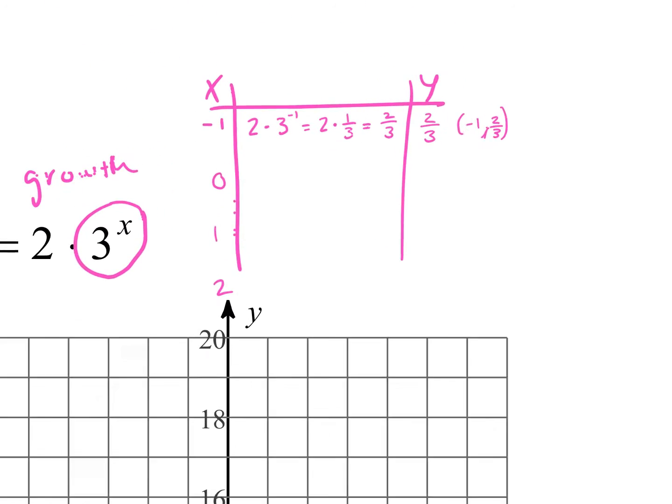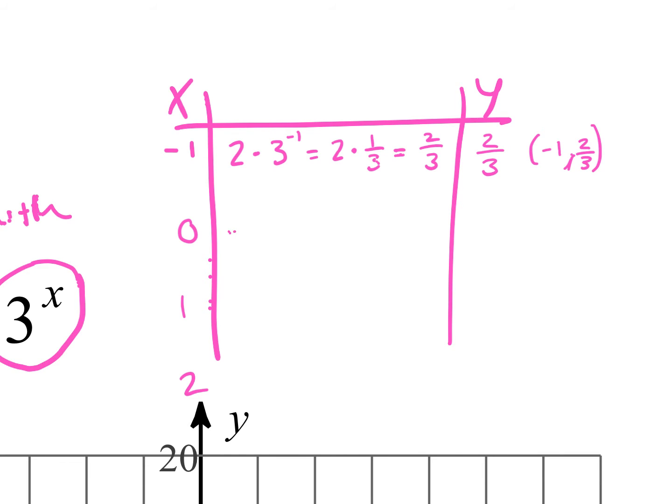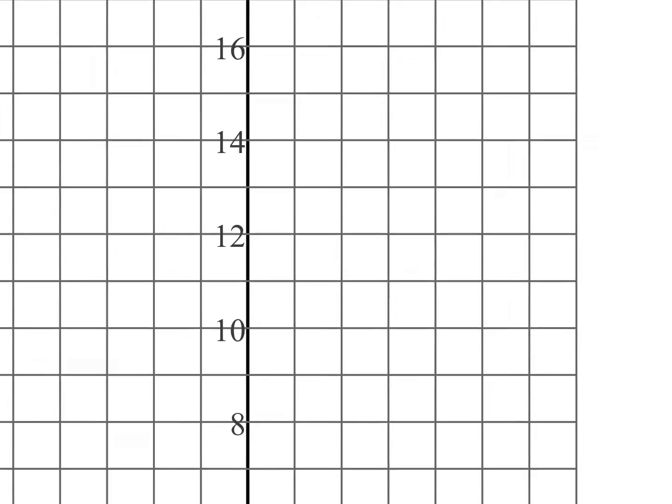Next we're going to plug in 0. So we have 2 times 3 to the power of 0. What's 3 to the power of 0? Not 0. It's 1. So this is 2 times 1. Anything to the power of 0 is 1. Make sure you know that for the quiz. So 2 times 1 is what? 2. So we plugged in 0 and got 2. So we stay at 0 and go up to 2. Put our point there.